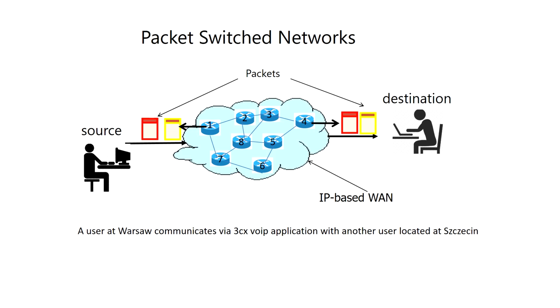Packet switched networks. In this scenario, we shall consider a VoIP call between two users. VoIP data from source is broken down into packets and then sent one at a time from source, router 1 in this case, to the destination, router 4. The packets contain a header defining final destination where user is located.